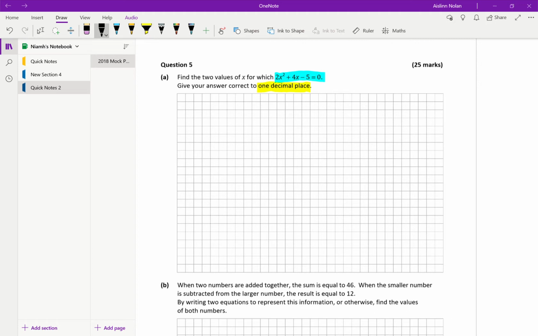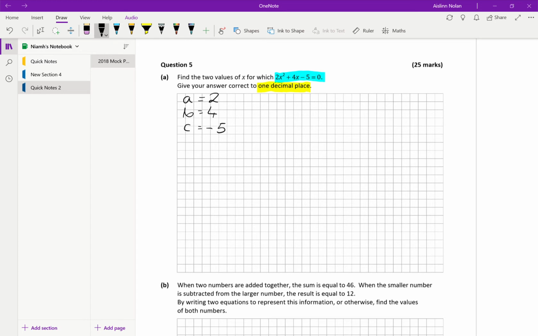The first thing you have to do is identify your a, your b and your c. A is always the number in front of the x squared value, in this case it's 2. B is always the number in front of the x, and then c is always the number on its own, so in this case it's minus 5. So that's your a, b and your c.